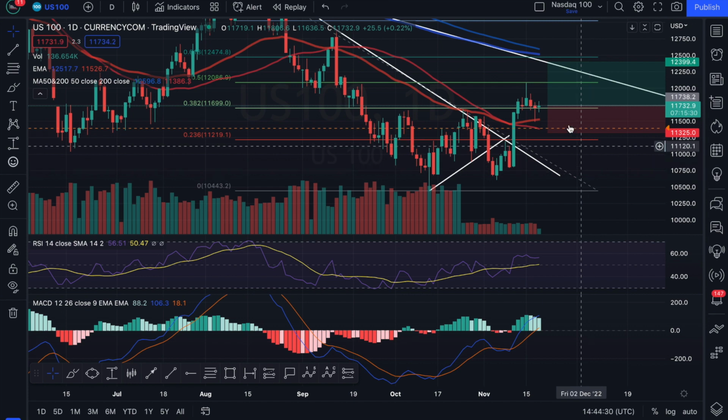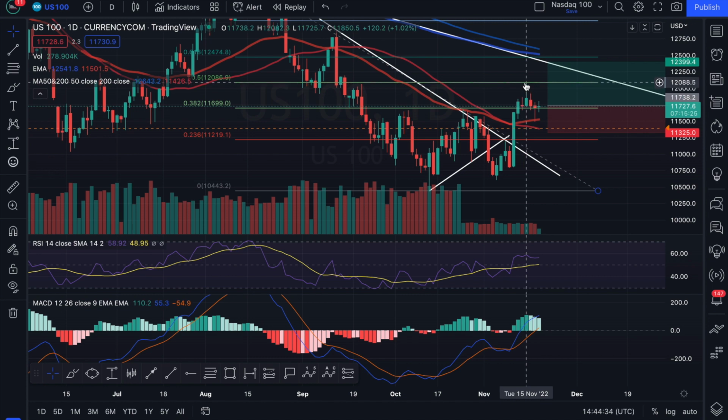Now, looking back at this week, we haven't really moved that much. We've had a few spikes towards the upside. I think earlier on in the week, we did briefly hit that 0.5 fib area, which was just above 12,000, which was starting to look very positive. And then the past day or two, we've fallen ever so slightly. And yesterday, we actually went and tested that 50-day moving average.